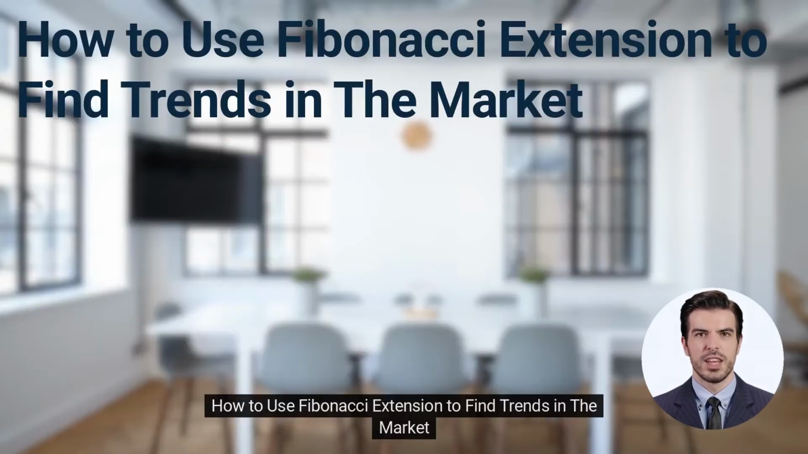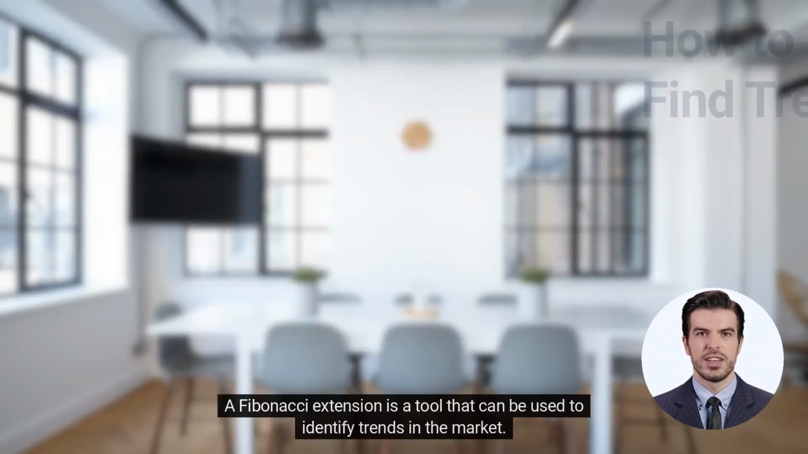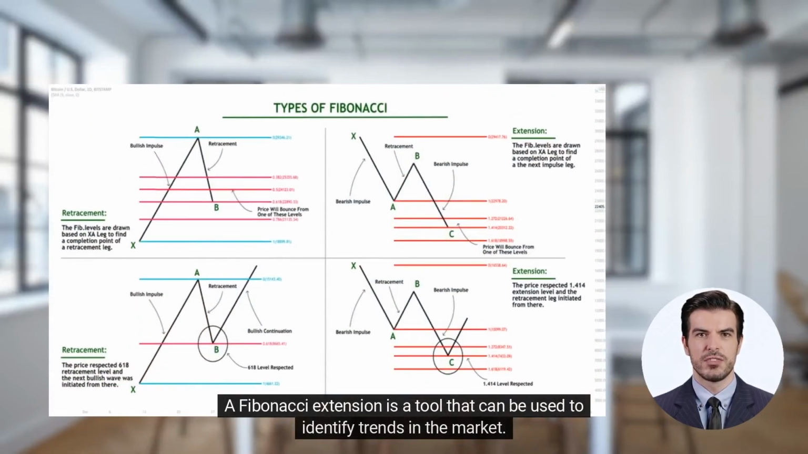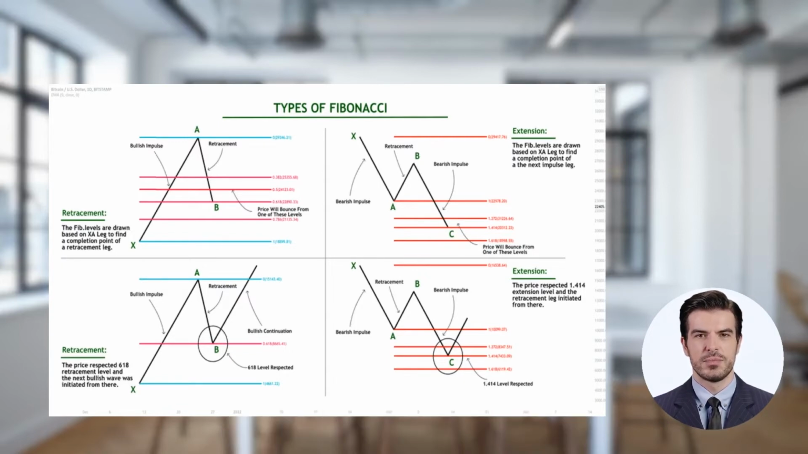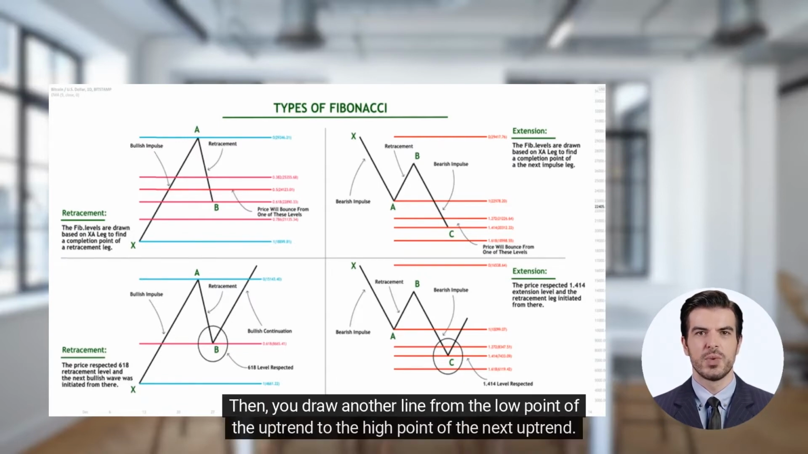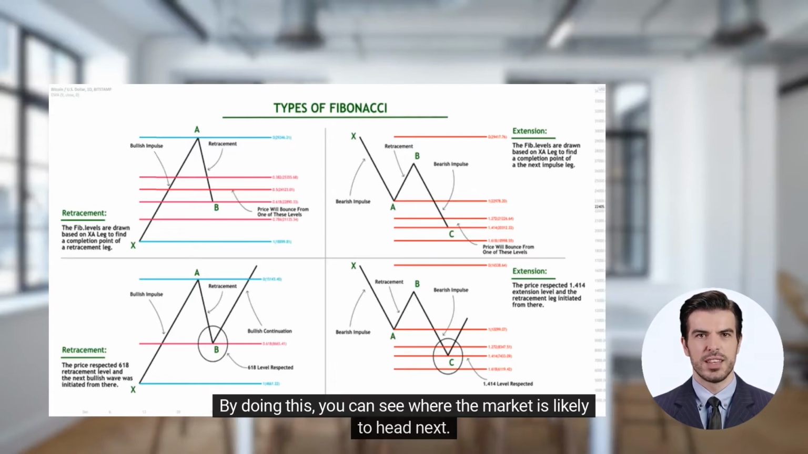How to use Fibonacci extension to find trends in the market. A Fibonacci extension is a tool that can be used to identify trends in the market. It is used by drawing a line from the high point of an uptrend to the low point of the same uptrend. Then, you draw another line from the low point of the uptrend to the high point of the next uptrend. By doing this, you can see where the market is likely to head next.